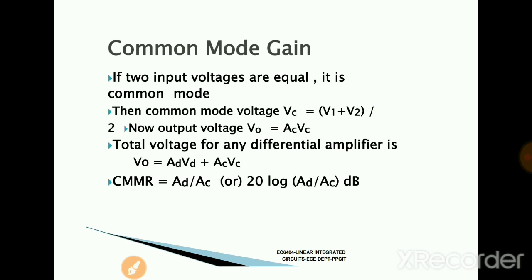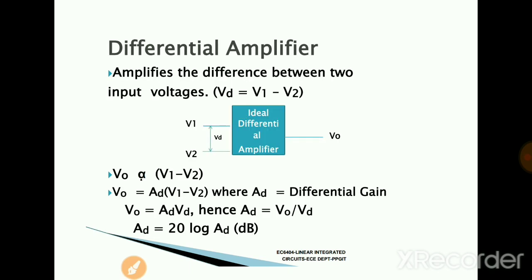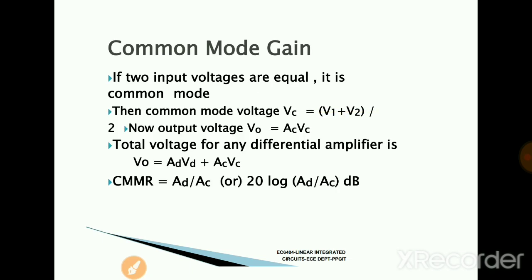So what is meant by common mode gain? The common mode gain occurs when we apply the same input voltages, that is, when V1 is equal to V2. Other than the differential gain, we will have a common mode voltage, called VC.